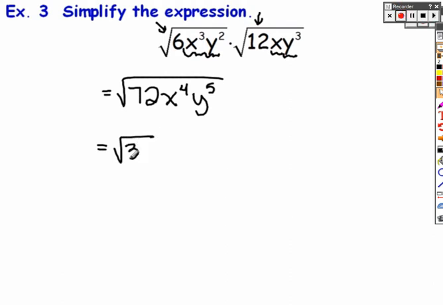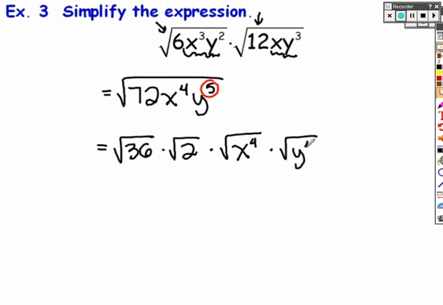So 36 is the largest perfect square factor of 72. 36 times 2 is 72. And then I'm just going to leave this as a square root of x to the 4th. Since 4 is a multiple of 2, that'll clean up nicely. Now 5 isn't a multiple of 2, so for this y to the 5th term, I'm going to actually break this down into the square root of y to the 4th. So I'm going to leave 4 y's there, which would be 1 left over. That would be the square root of y to the 5th, broken into a product.